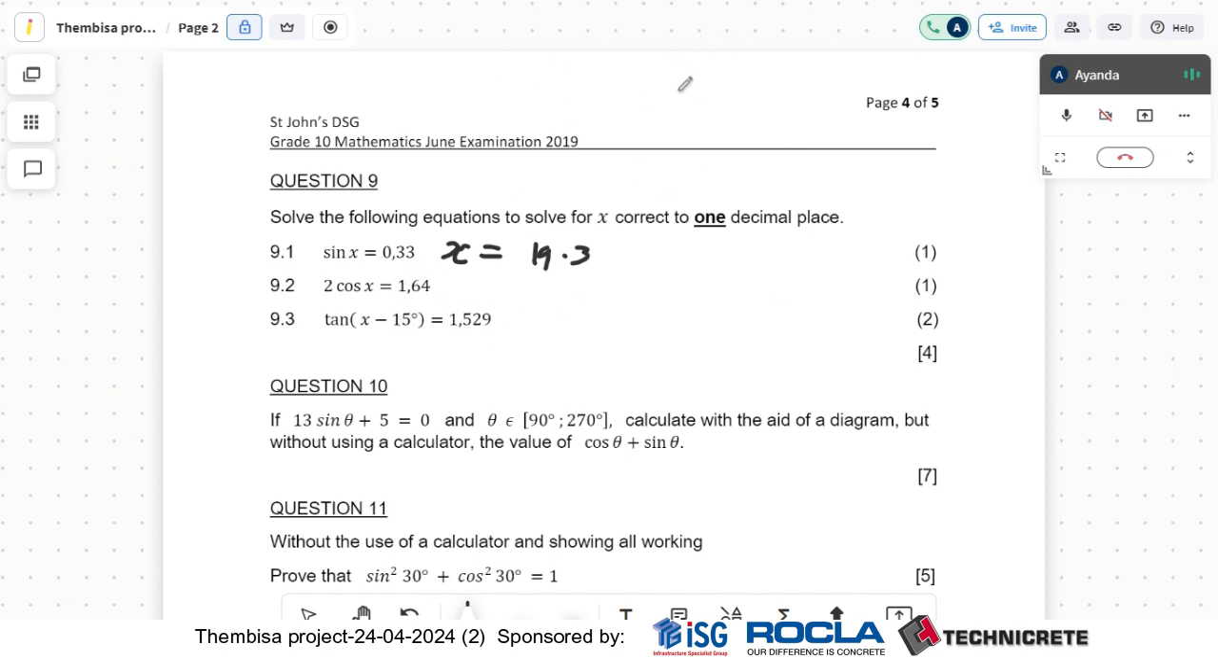For 9.2, we have 2 cos x is equal to 1.64. First, we're going to divide both sides by 2. So we'll have cos x is equal to 1.64 divided by 2, which gives us 0.82. And if we take shift cos of 0.82, that gives us x is equal to 34.9.